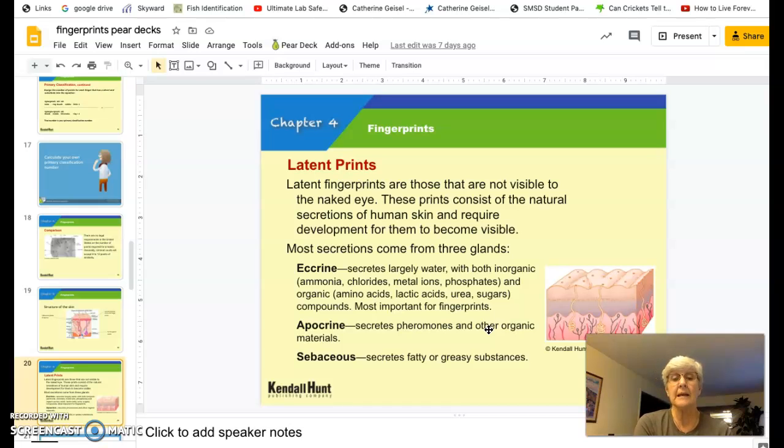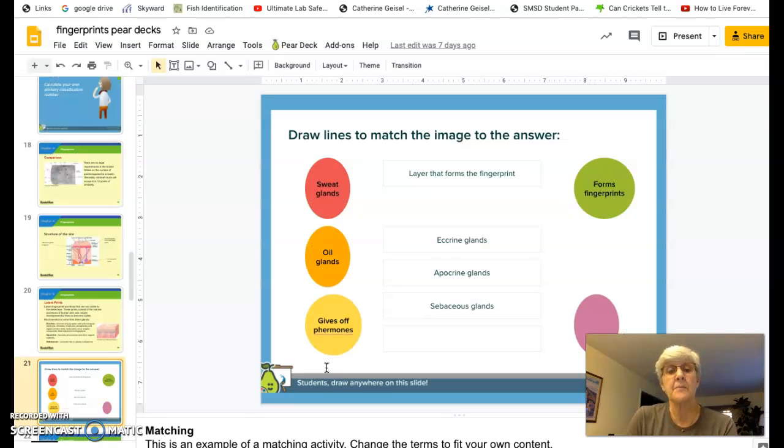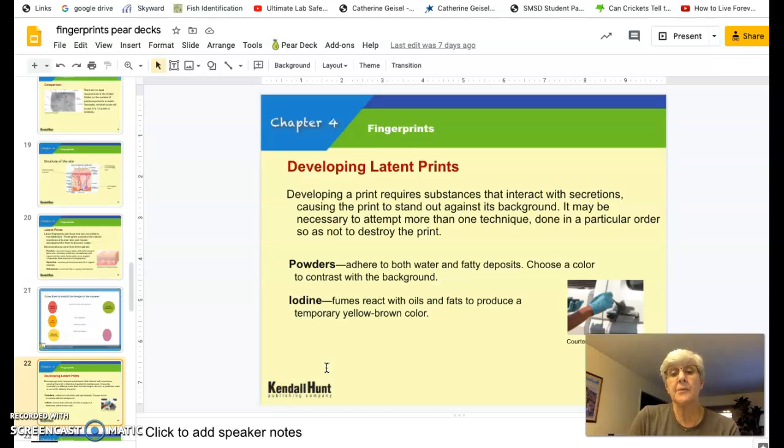So for the sweat glands, it's the inorganic and the organic compounds, especially the organic compounds, that we test for in a fingerprint, and that's part of what shows up and actually develops and makes the print. In order to develop the print, it requires that the secretions left by the finger interact with the substance that causes that print to stand out against the background.